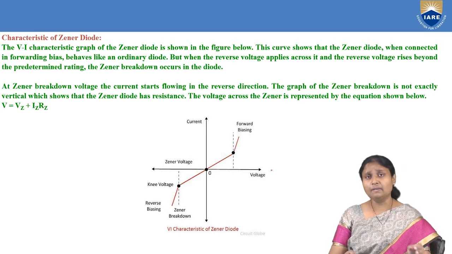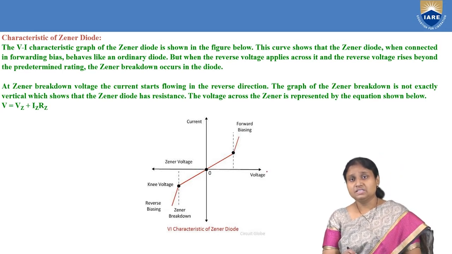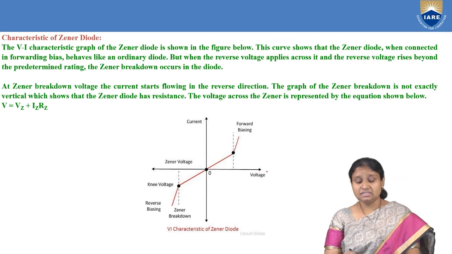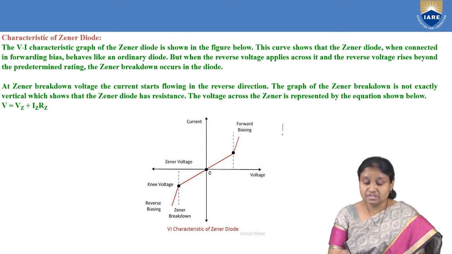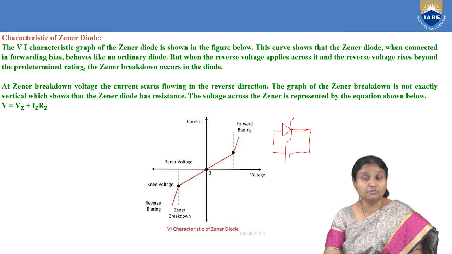And if we consider the VI characteristics of the Zener diode, what we are going to observe here, in this particular figure, is that if we take our Zener diode and forward bias it, forward biasing is nothing but applying the P-type side of the diode to the positive terminal of the battery, and the N-type side is connected to the negative terminal of the battery.